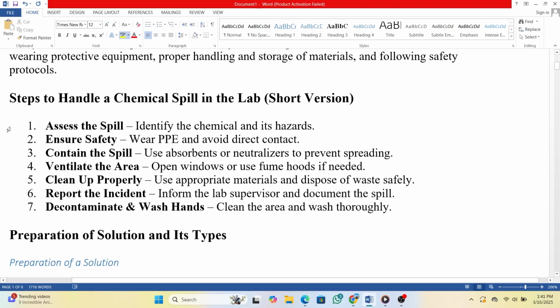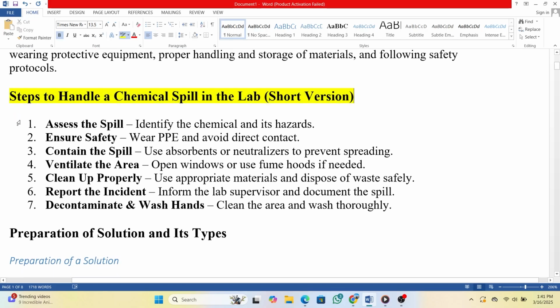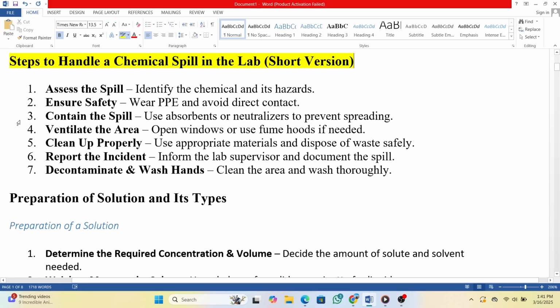Steps to handle a chemical spill in the lab. Short version. 1. Assess the spill, identify the chemical and its hazards. 2. Ensure safety, wear PPE and avoid direct contact. 3. Contain the spill, use absorbents or neutralizers to prevent spreading.